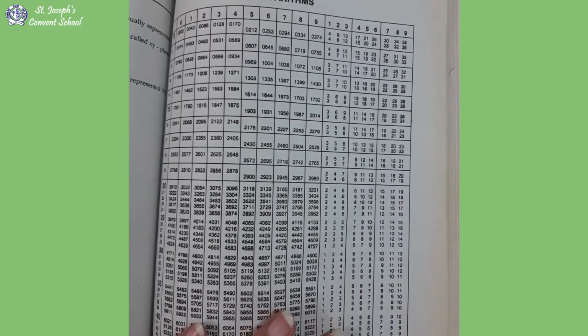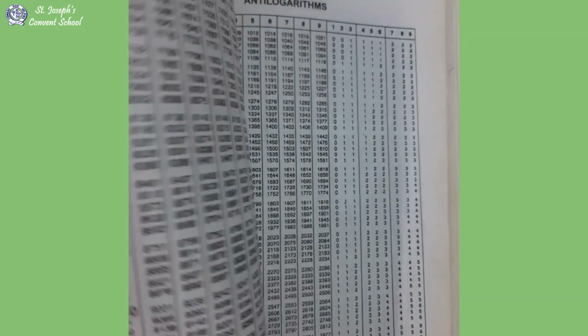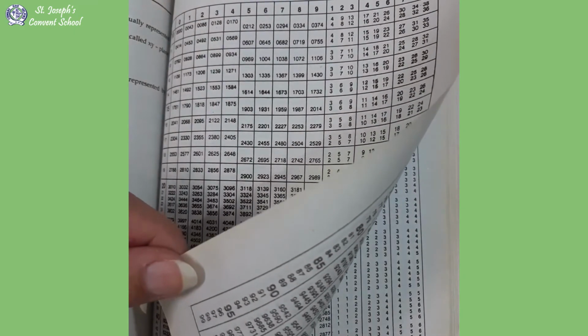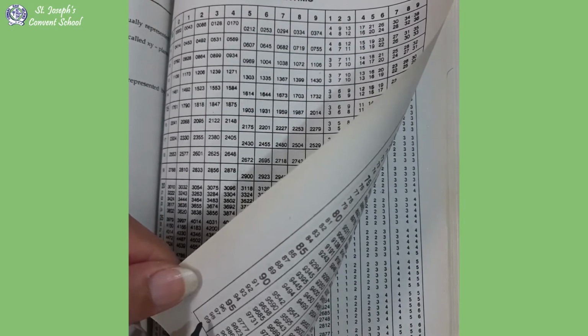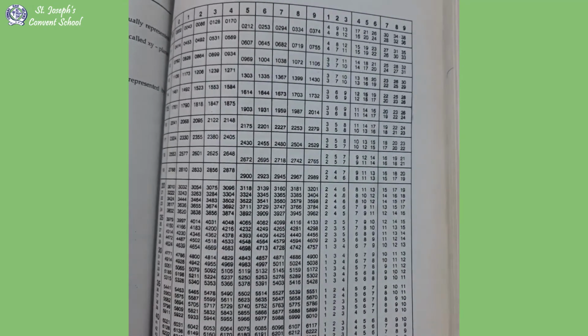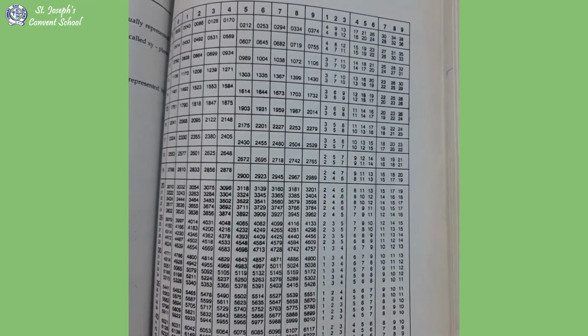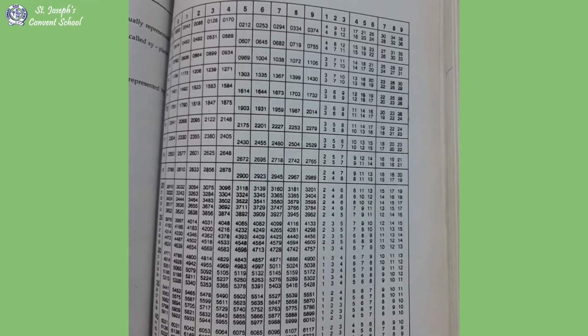So 10 is the starting value, and on the next page you can see the last value, it is 99. So from 10 till 99 are the values given. Now what we do, we will check the question in the log table. The question is 4689.